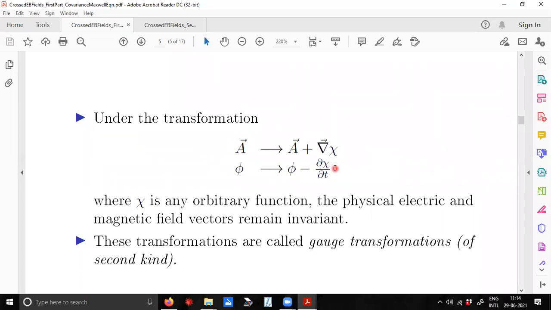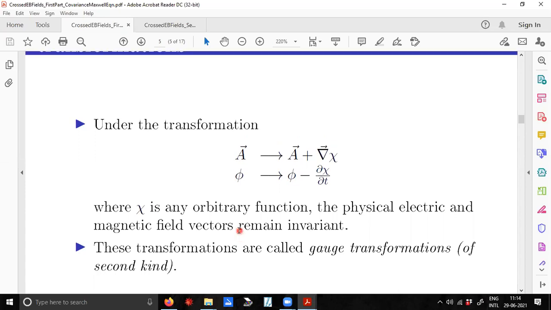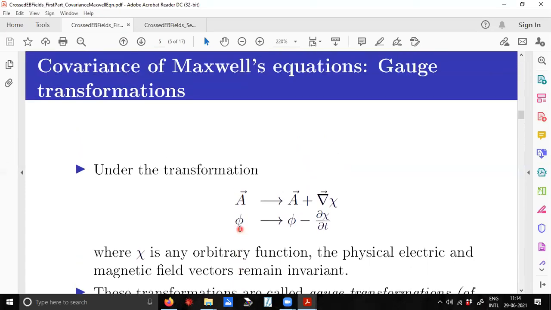I am talking about electrodynamics and some familiar notions from when you learned electrodynamics. If I replace A by A plus gradient of chi, and scalar potential phi by phi minus dou chi by dou t, then the physical electric and magnetic fields remain invariant. That is the exercise; I would have written it and shown it to you.